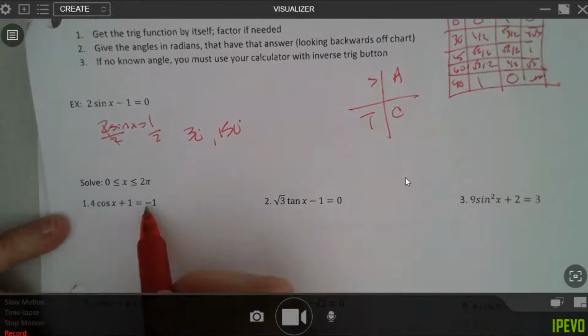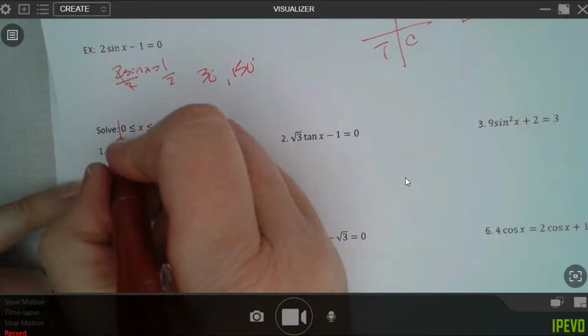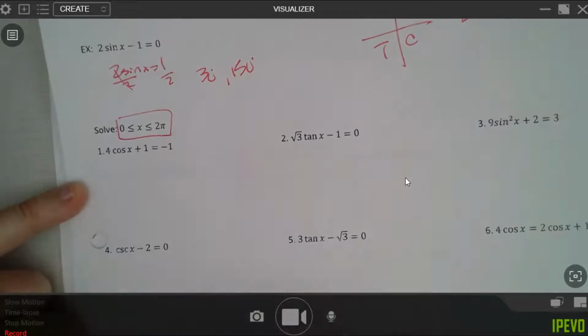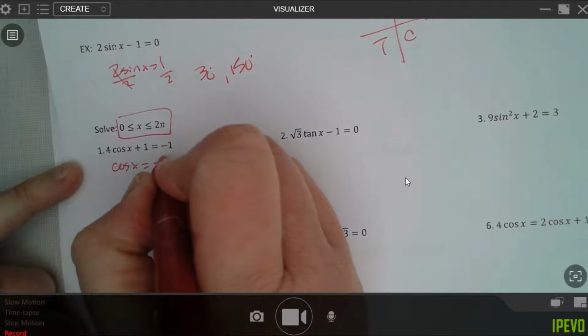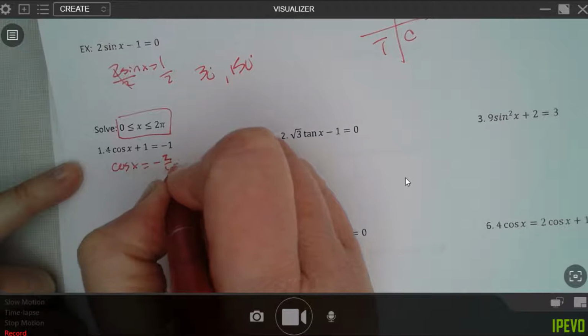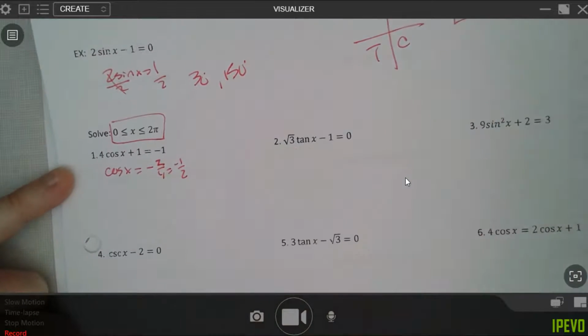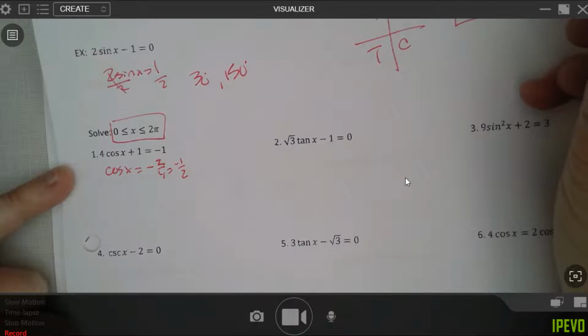So here I'm going to subtract my 1 first. This right here tells you just to give your answers in radians. So I'm going to subtract my 1 and divide by 4. So cosine equals negative 2/4, which is negative a half. So cosine equals a half at 60 degrees.